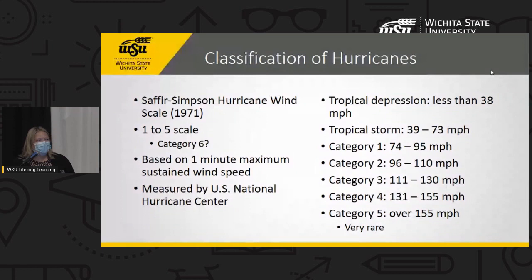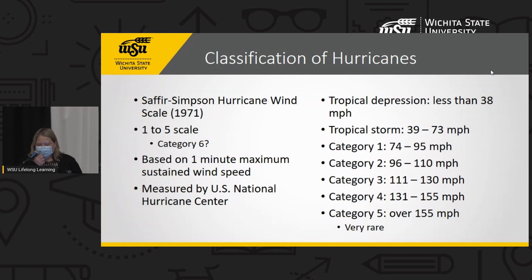And in the U.S., at least, the National Hurricane Center, they measure the winds coming off the hurricanes. And whatever the maximum speed of the wind off that hurricane that was sustained for at least 1 minute, that determines which category the hurricane is.